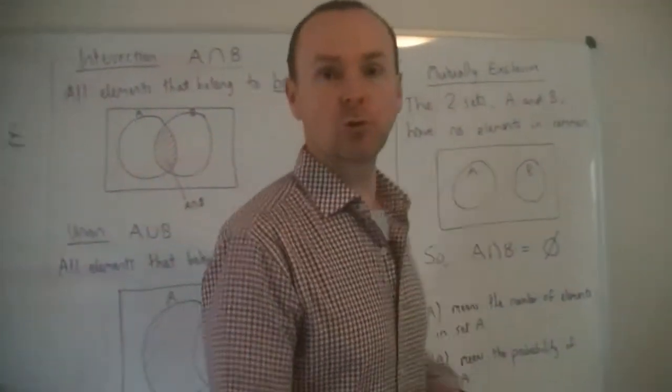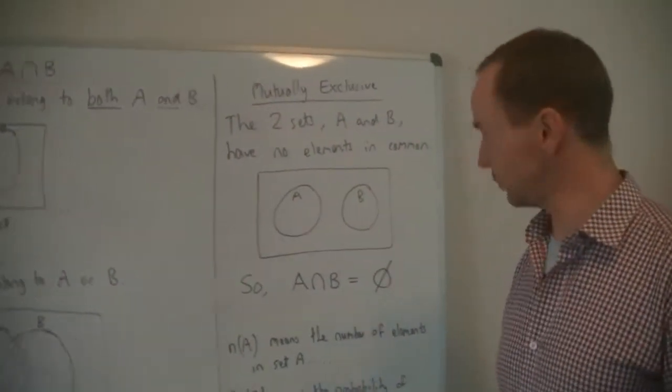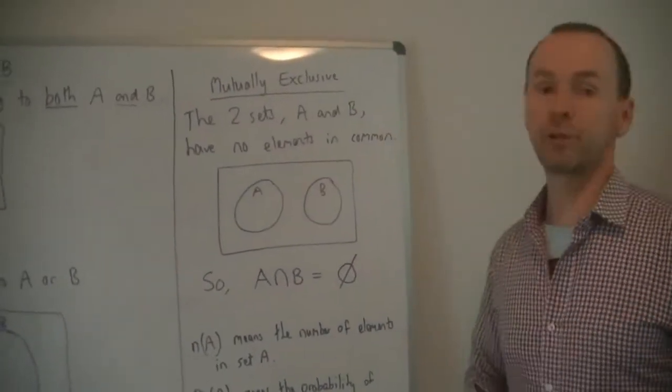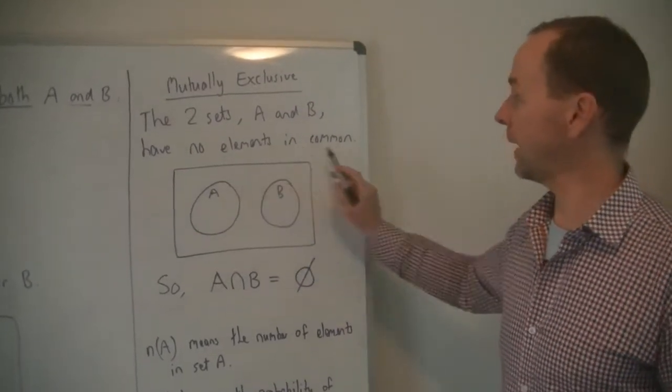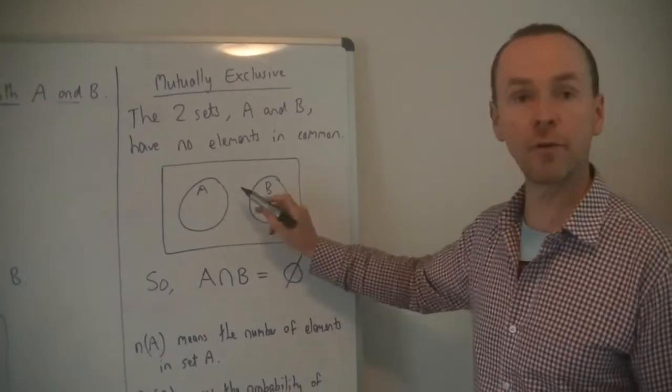Alrighty, hopefully, and we'll talk more about that in a few minutes. We'll do some examples. And mutually exclusive. That means that two sets, A and B, have no elements in common. Can you see there's no overlap there?